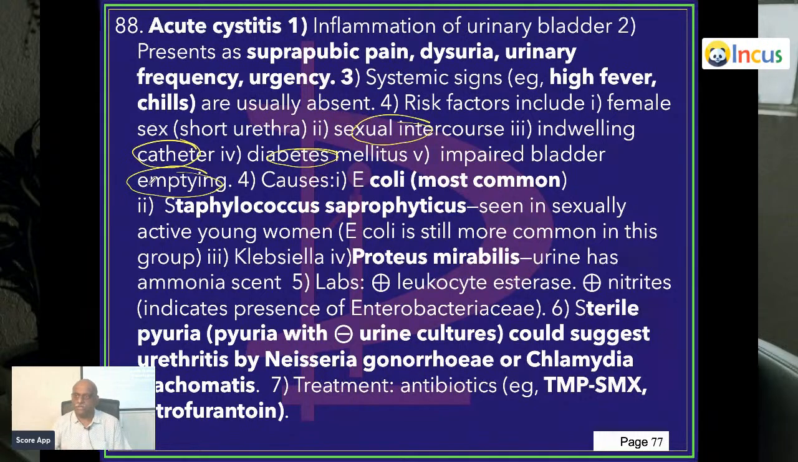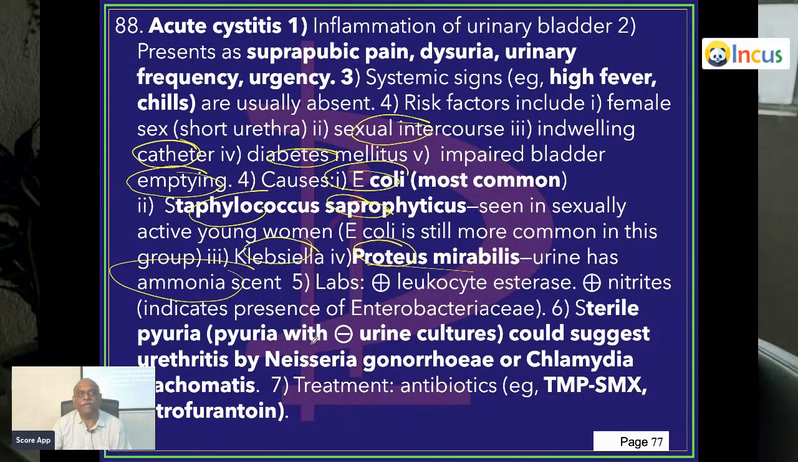Most common organism, E. coli. Sexually active young women, Staphylococcus saprophyticus. Similarly, Klebsiella, Proteus mirabilis. If it is Proteus mirabilis, then urine will have that ammonia scent. Because Proteus mirabilis produces urease that will split the urea into ammonia and that causes urine to get the ammonia scent.